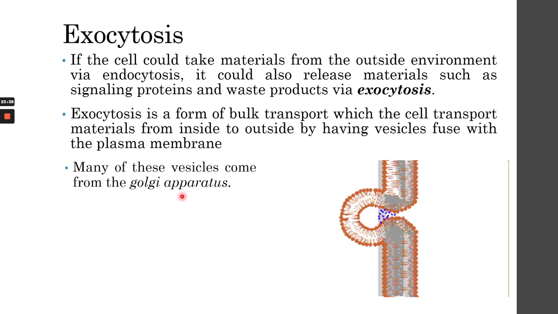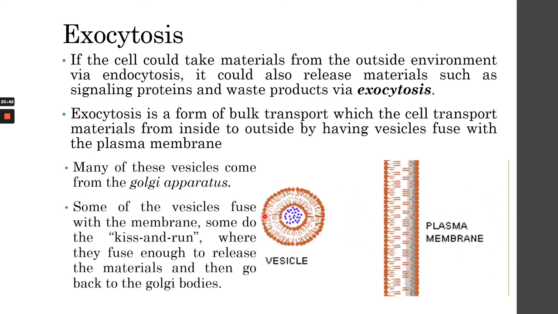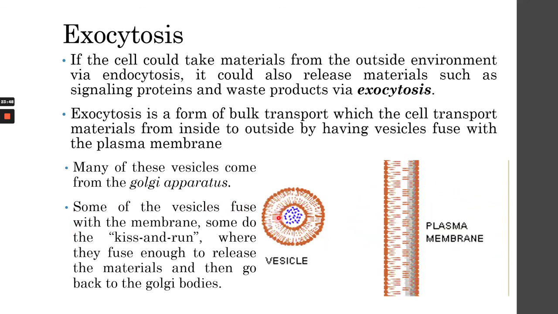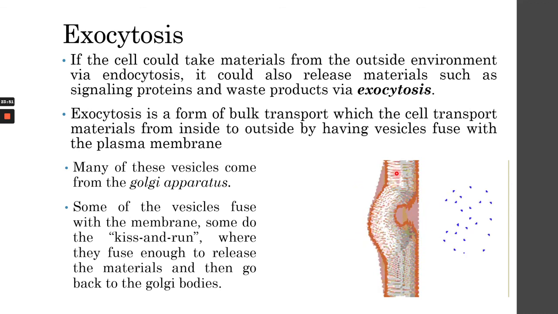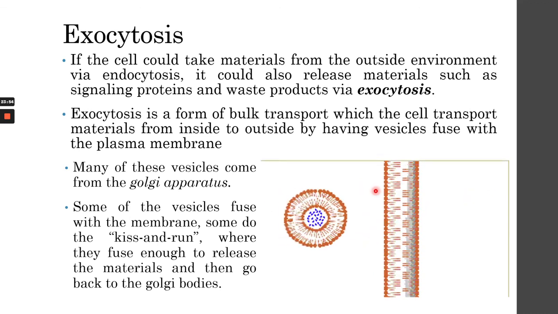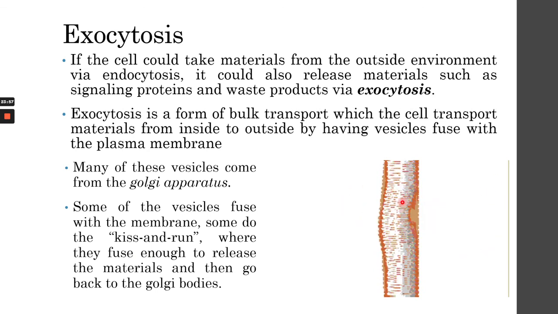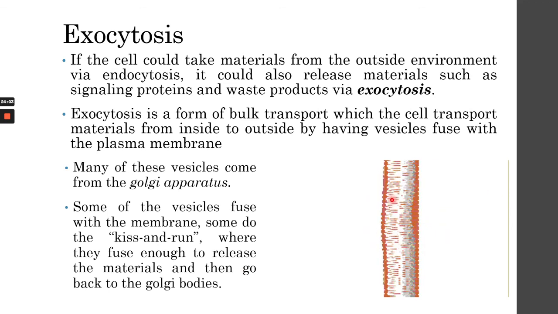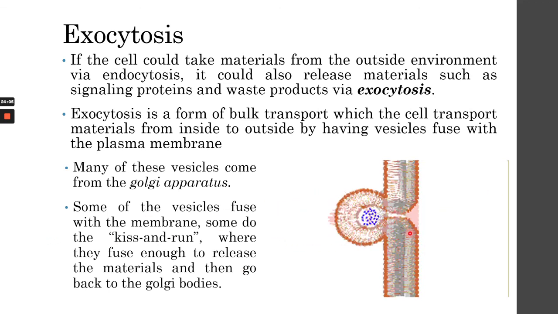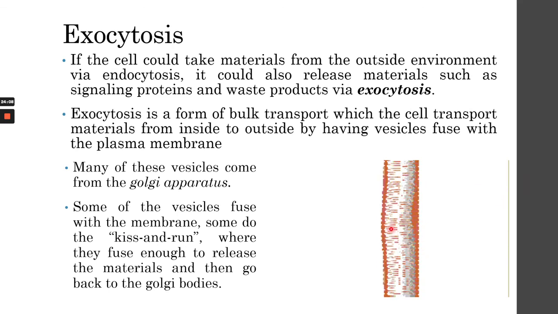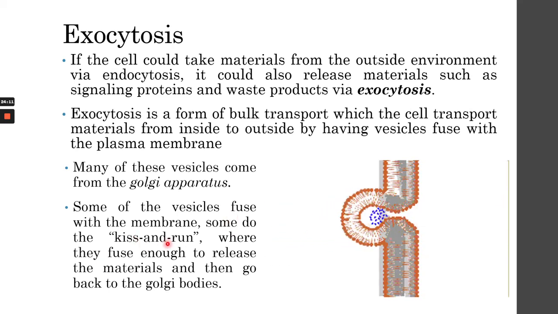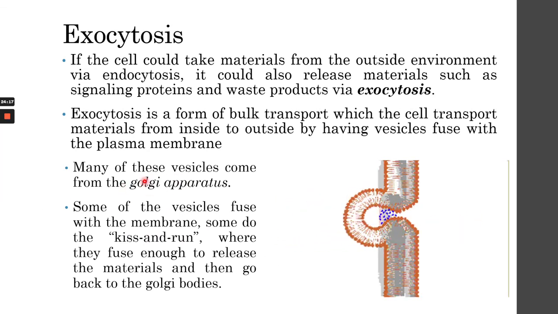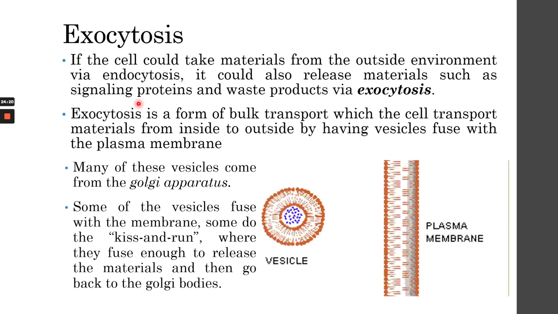So many of these vesicles come from the Golgi apparatus, and two things could happen. Some of the vesicles can fuse. So what happened here, this vesicle fuses with the plasma membrane. So it becomes part of the plasma membrane. Other times, it fuses only shortly. It releases the material, and then it goes back. So it will not be part of the plasma membrane. That's what we call kiss and run. So it just fuses a little bit, releases the material, and then goes back to the Golgi apparatus. So that is exocytosis. Just one, right?